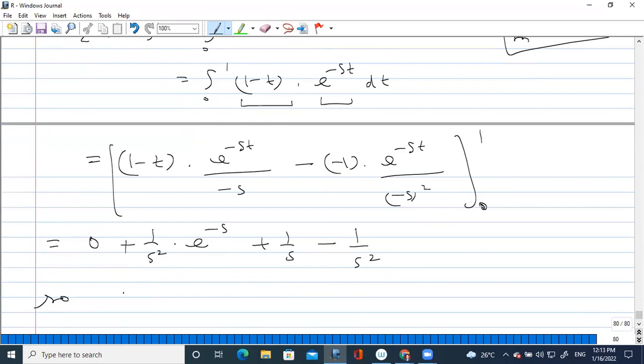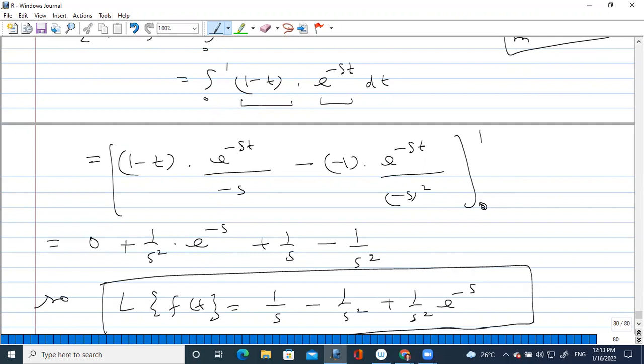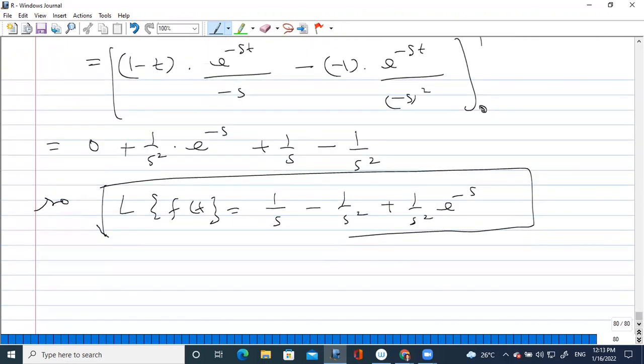So Laplace of f(t) will be 1 by s minus 1 by s square plus 1 by s square e to the power minus s. Okay, so this is a very good question. Note down this.